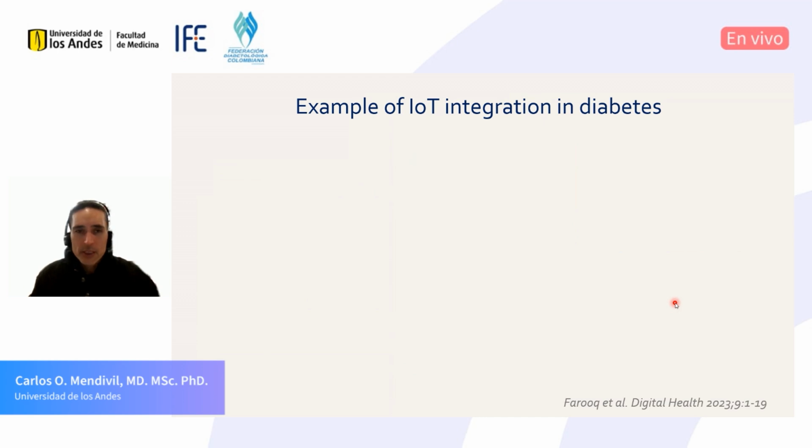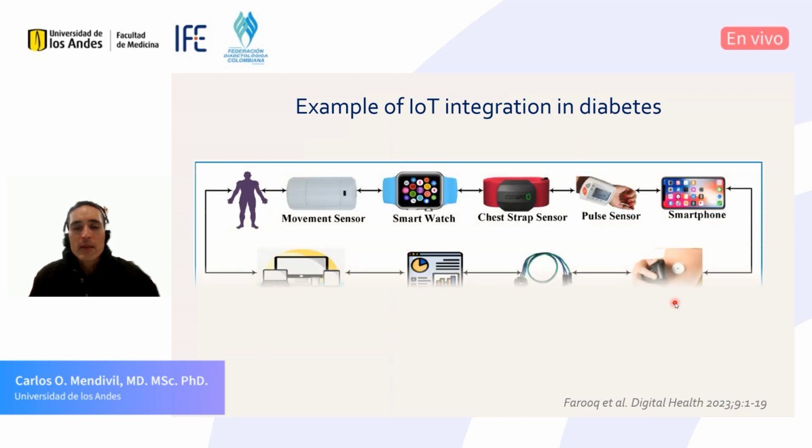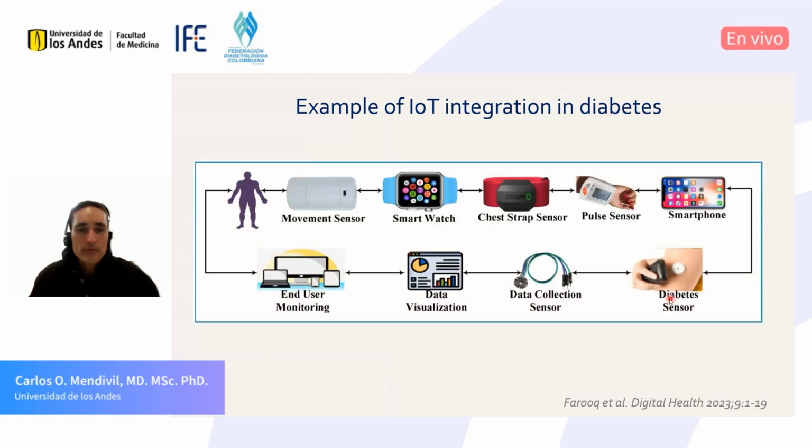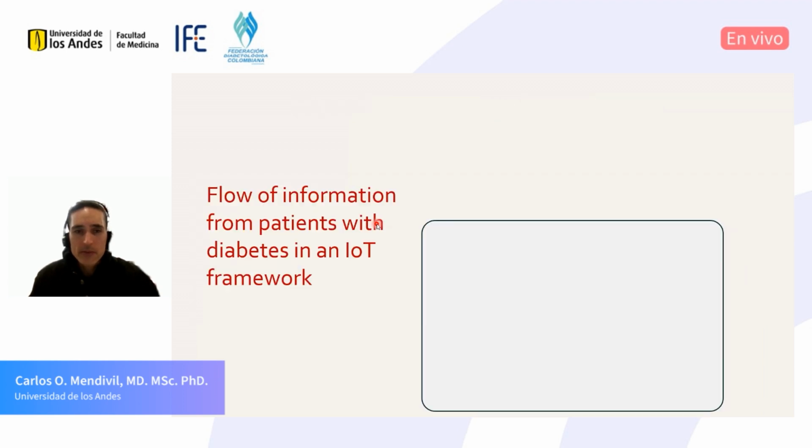Now, in diabetes in particular, there's a lot of space for IoT. You can have movement sensors, smartwatches, chest strap sensors, pulse sensors, blood pressure sensors, CGM devices, of course, data visualization solutions, and you can connect all of them to either your smartphone or to some other kind of connected device. So it is a field in which IoT has a great deal of promise. Not completely fulfilled, but definitely making big improvements.